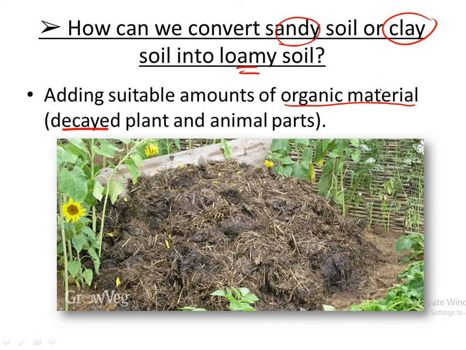So how are you going to get this? We can use a compost bin and fill it with wastes of animals and plants and keep it for a while, put all the other necessary things, and get compost. If you mix this sandy or clay soil with this compost while these things are decaying, you will get loamy soil. So basically, if we add suitable amounts of organic material to sandy or clayey soil, we can get loamy soil.